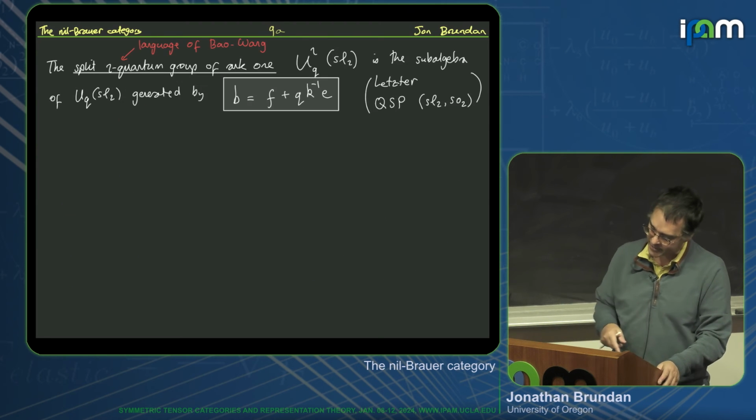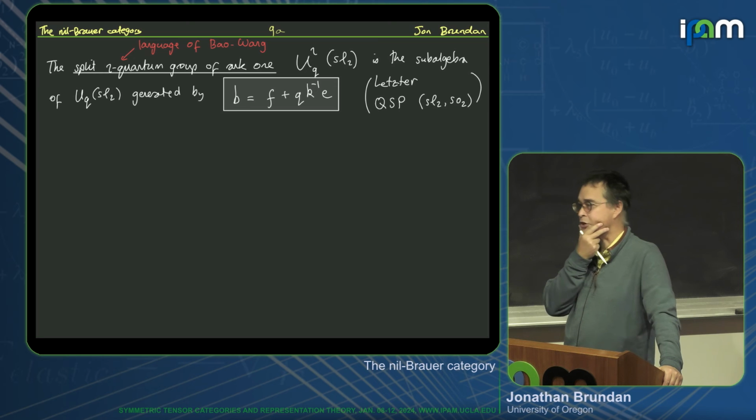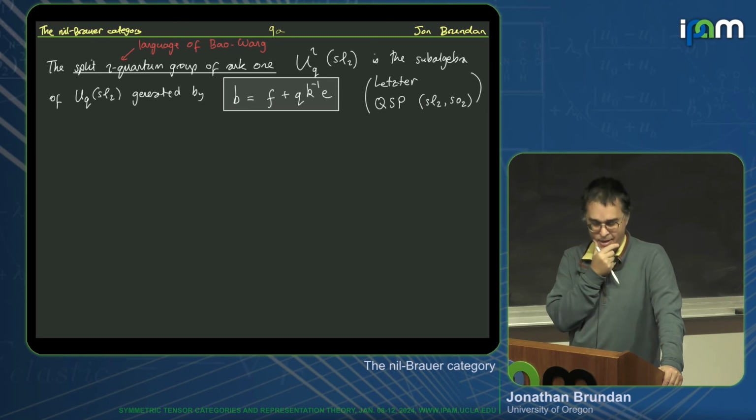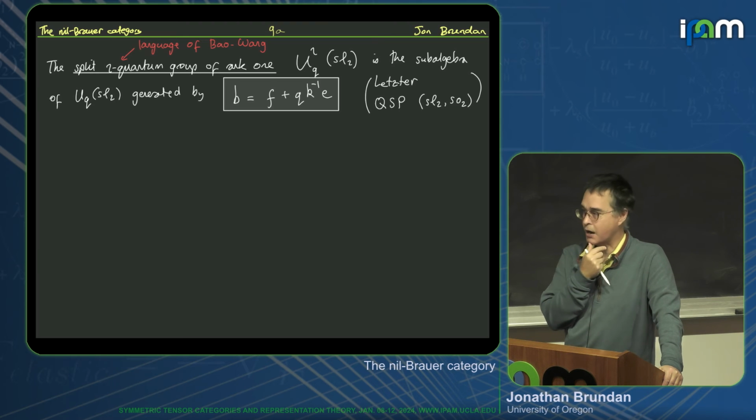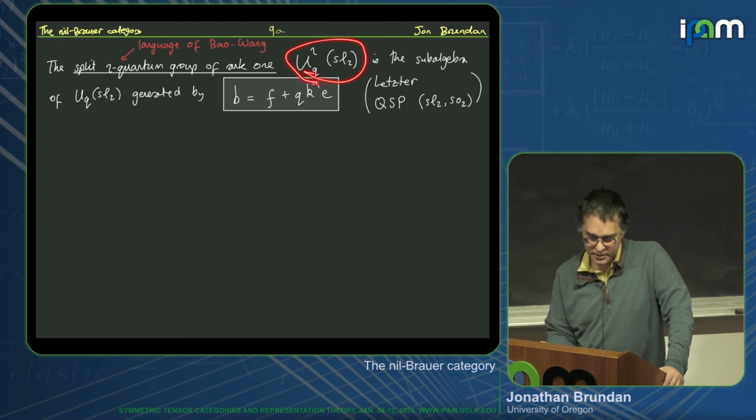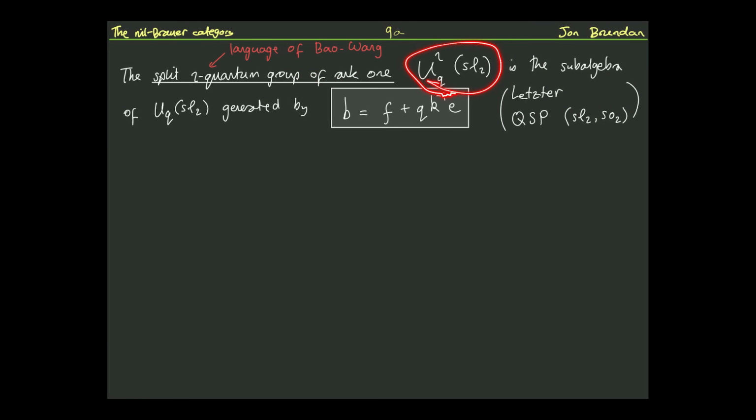So that's the nil-Brauer category. And I've got to tell you really quickly what the nil-Brauer category categorifies. It categorifies the split I-quantum group of rank 1. So this is U_q(sl_2) upper I. So I-quantum groups used to be known as quantum symmetric pairs. It's Letzter's quantum symmetric pair associated to this. It's rather a boring quantum symmetric pair, SO2 sitting in SL2.